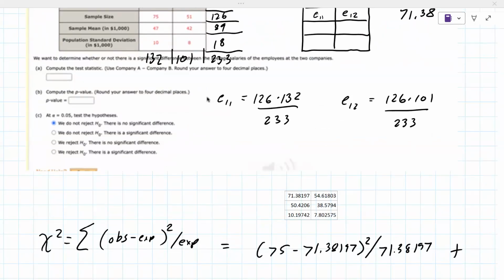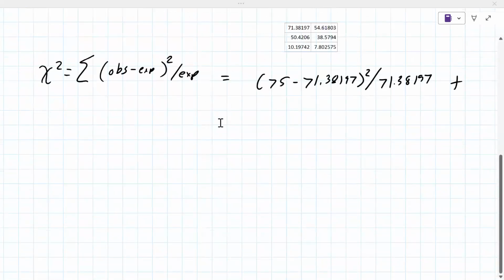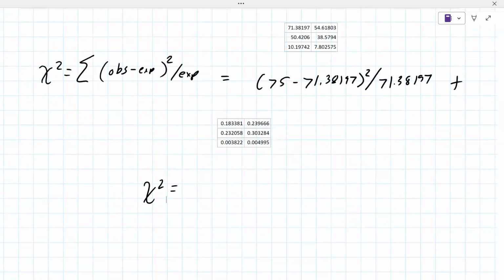Observed minus the expected squared divided by the expected. Okay, so here are those values. And you do all that. And then the chi-squared is you add them all up. And this will be the first thing we can enter. So it's 0.9672. So that's that first box here.